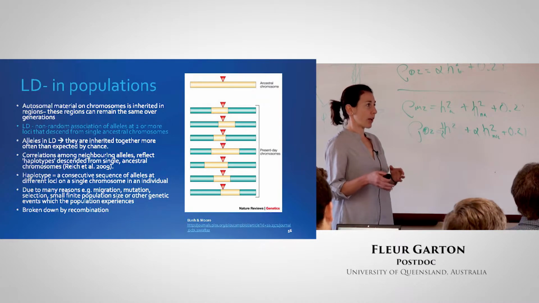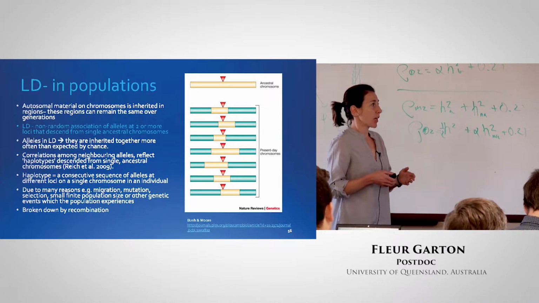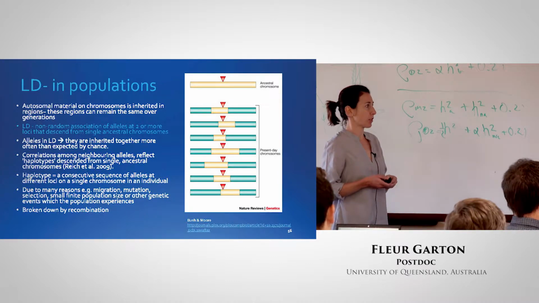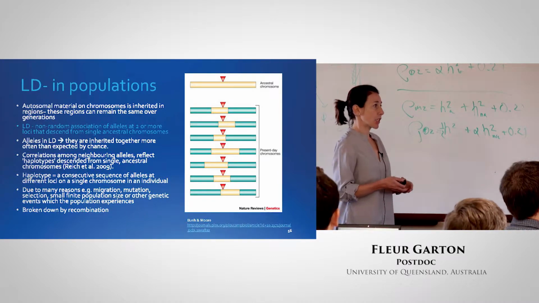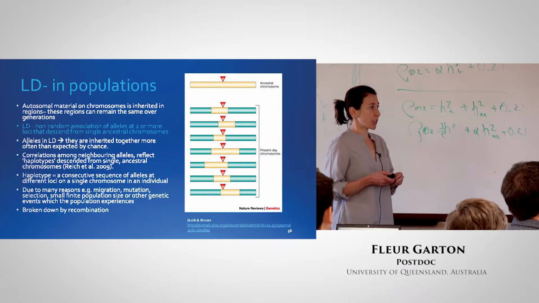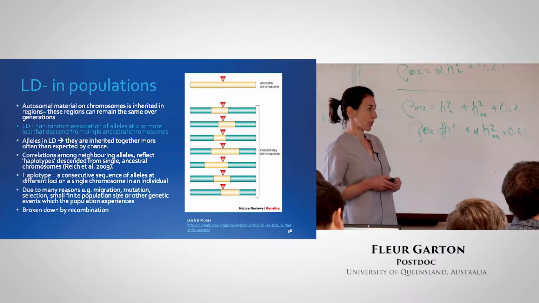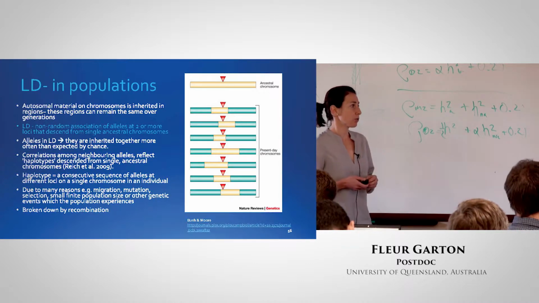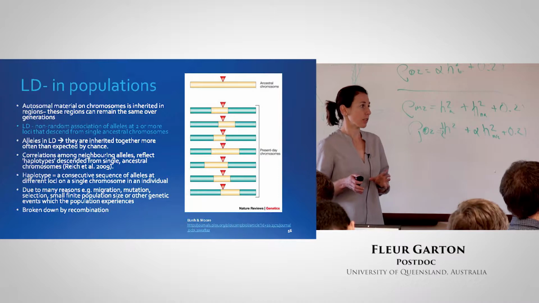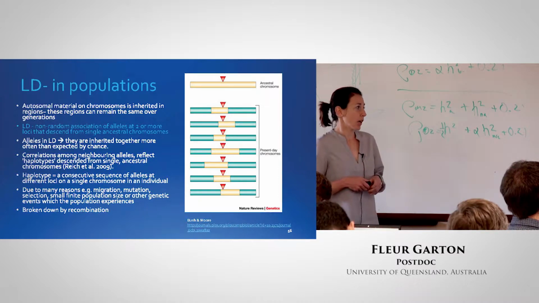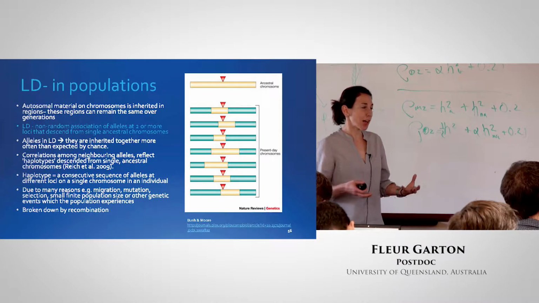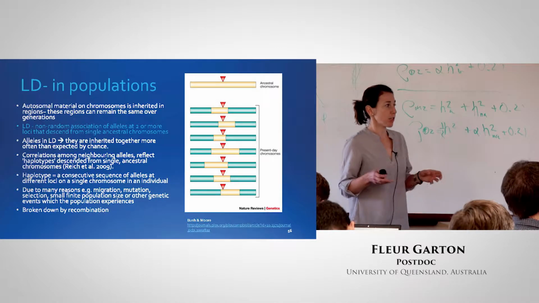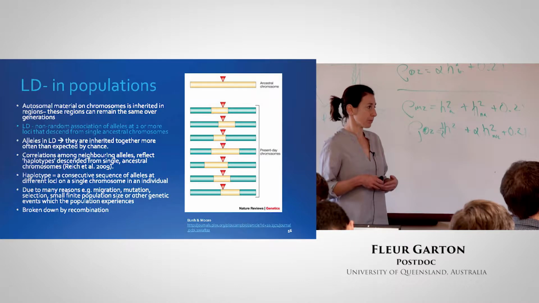This is a non-random association of alleles at 2 or more loci that descend from a single ancestral chromosome. So if your alleles are in linkage disequilibrium, they're inherited together more often than you would expect by chance. So correlations among neighbouring alleles reflect haplotypes that descended from a single ancestral chromosome. And what is a haplotype? This is a consecutive sequence of alleles that are at different loci on a single chromosome in an individual.